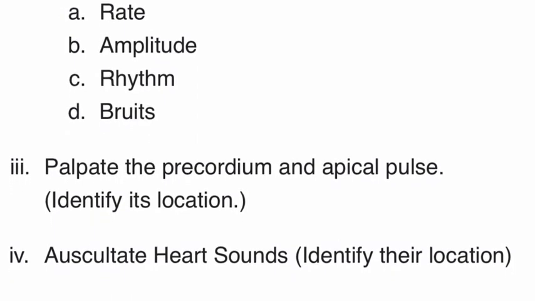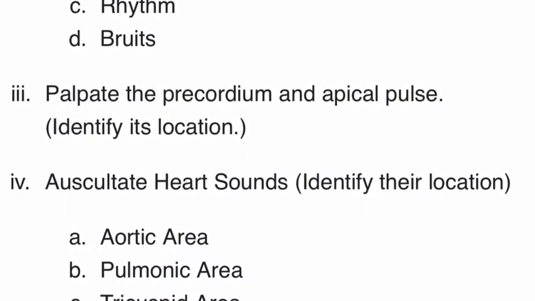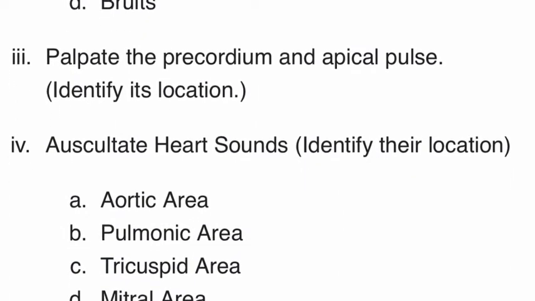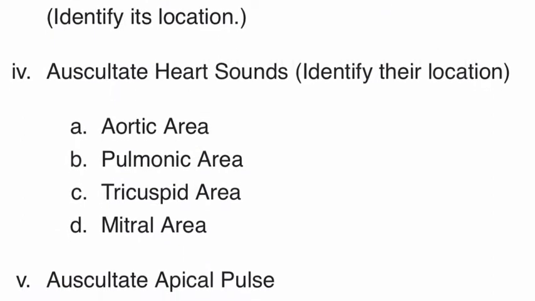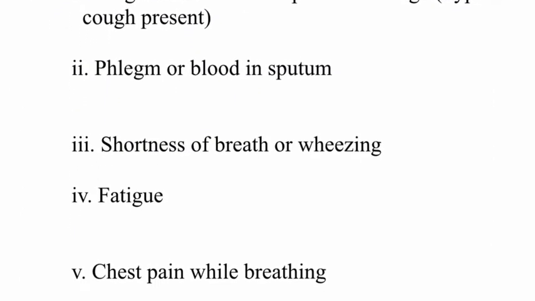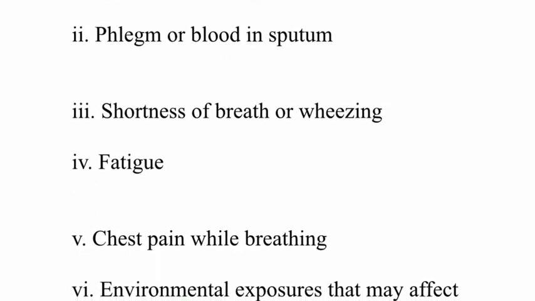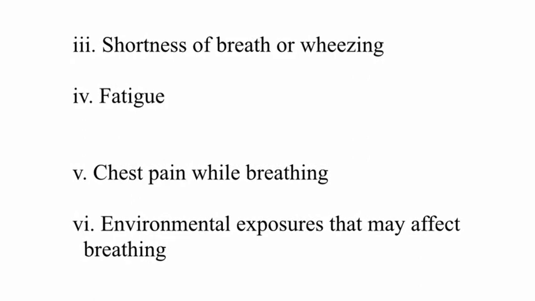The aortic, pulmonic, tricuspid, and mitral area are all tachycardic. Apical pulse shows sinus tachycardia at 98 beats per minute. Cough is present with or without position changes. There is no phlegm or blood in sputum. Shortness of breath is present with crackles. Fatigue is present and slowly improving.